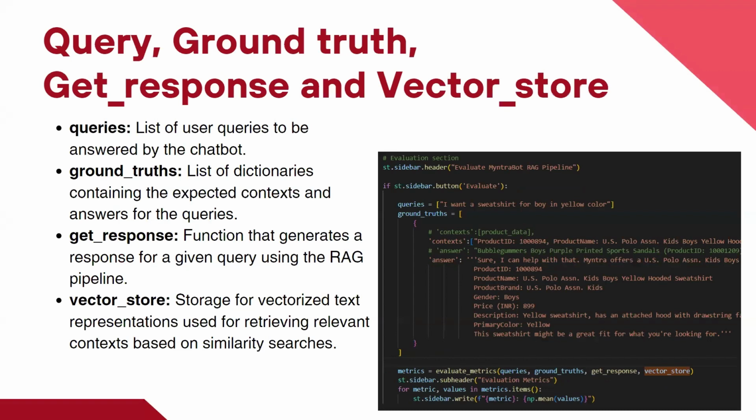Before proceeding to the performance metrics, let's see what queries, ground truth, get response, and vector store are, which we will pass into the function as arguments for calculating metrics. Queries is a list of queries to be answered by the chatbot. Ground truth is the list of dictionaries containing the expected context and answer for the queries. Get response function is used to generate a response for a given query using the RAG pipeline. And vector store is the storage for vectorized text representation used for retrieving relevant context based on similarity searches. This too I have already discussed in my previous tutorial, so you can watch that.